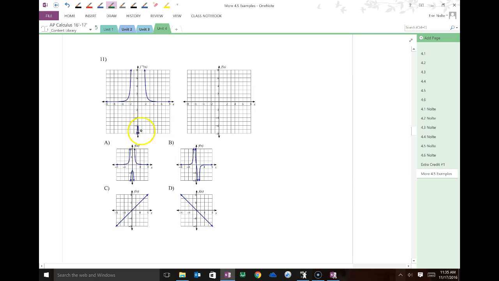Again, this one has 3 little pieces. This one has 2 vertical asymptotes, it looks like, at -1 and maybe +1, somewhere in that area. So we have a happy face, and then this one is below the x-axis, so we have a sad face, and this one is above again.